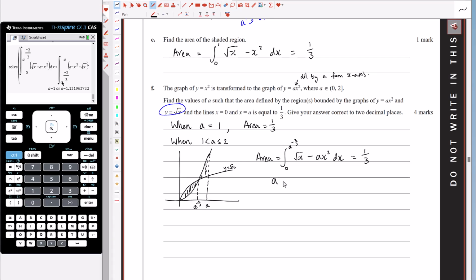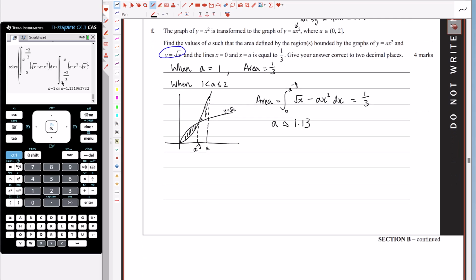So when we do this, a could be 1, which we already know about. When a equals 1, the area is a third. So where a is bigger than 1, we're looking at only this domain. So that is 1.13. And then obviously we also have the situation when a is between 0 and 1.